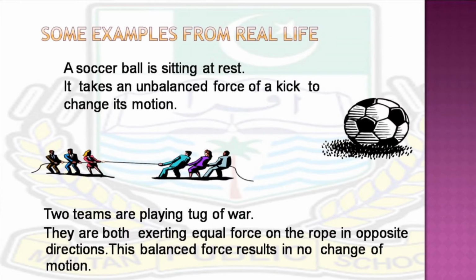Here are some examples from real life. For example, a soccer ball is sitting at rest and it takes an unbalanced force of a kick to change its motion. And also, 2 teams are playing tug of war. They are both exerting equal force on the rope in opposite directions, and this balanced force results in no change of motion.